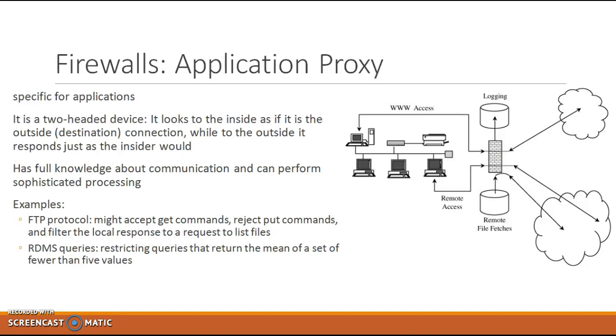For example, an FTP proxy might accept get commands, reject put commands, and filter the local response to a request to list files. For RDBMS, relational database management system queries, it can restrict queries that return the mean of a set of fewer than 5 values. So application proxy firewalls have the capability to handle the inside traffic as well as the outside traffic.